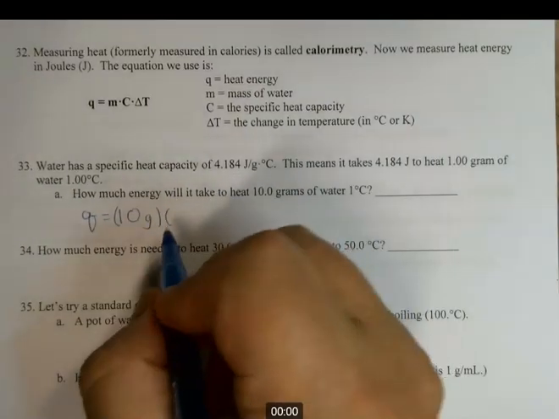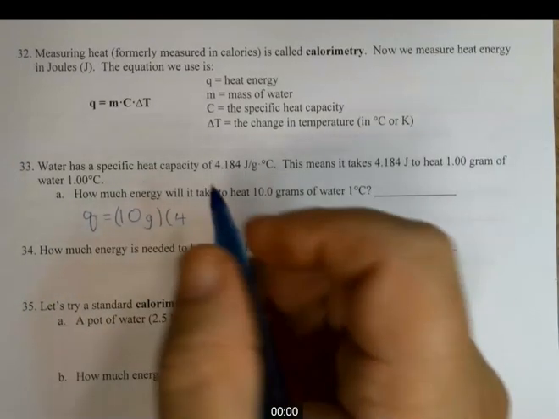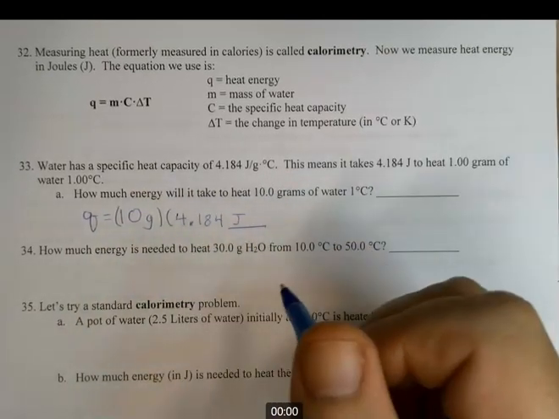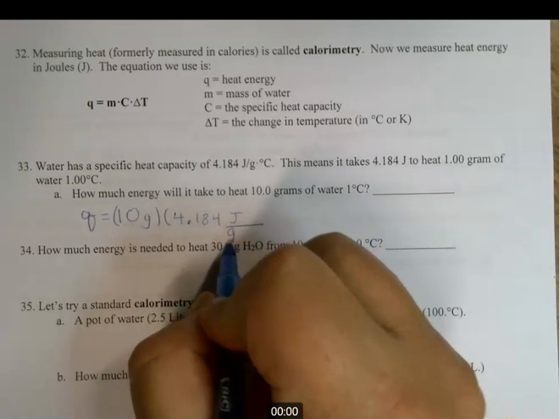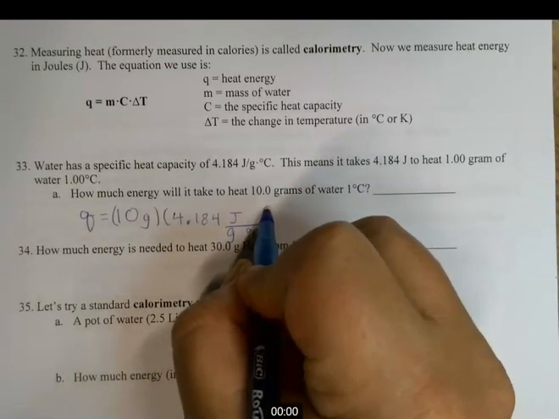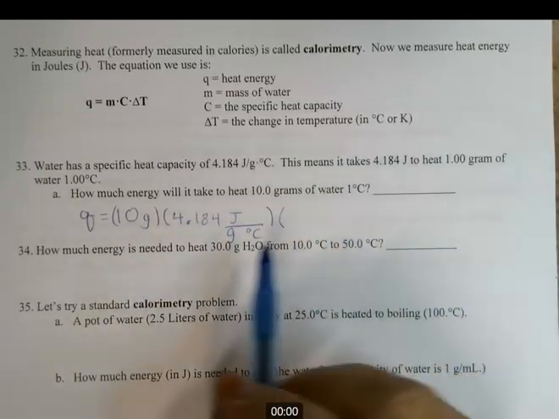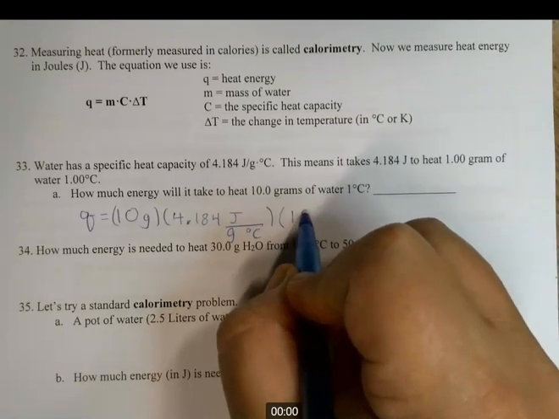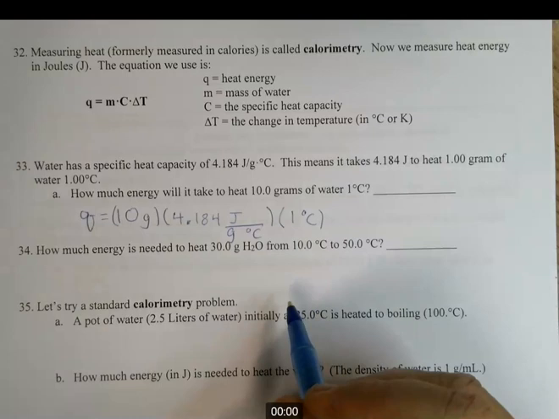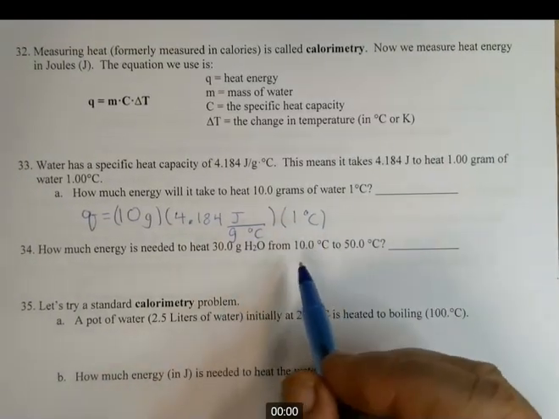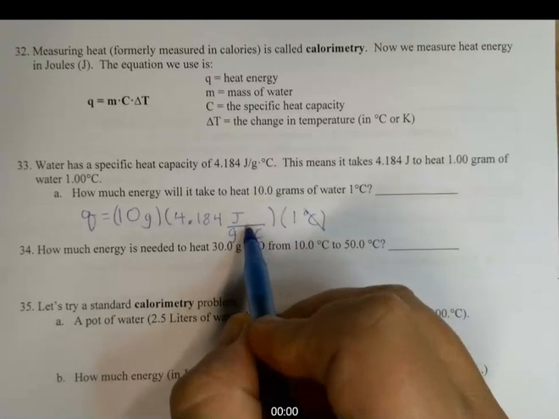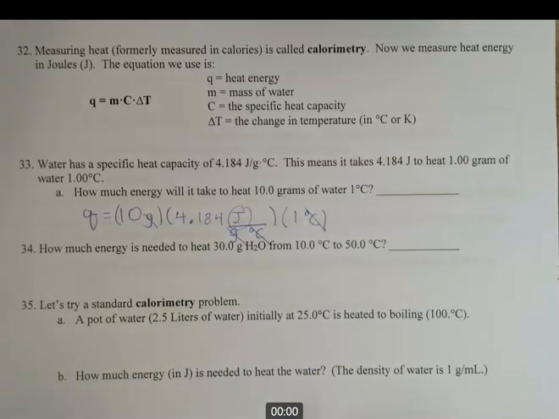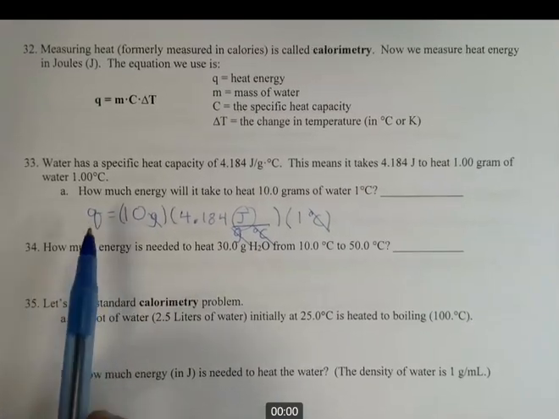times the specific heat of water, so that never changes as long as you're talking about water. That's joules per gram degree centigrade. And then that's going to be times the temperature change, which is 1 degree centigrade. So delta T is just going to be 1 degree centigrade. Let's check and be sure our units cancel since this is a new problem. Centigrade cancels with centigrade, grams cancels with grams, and the only thing you have left is joules, which is a unit of measure for energy, heat energy or any other kind of energy.